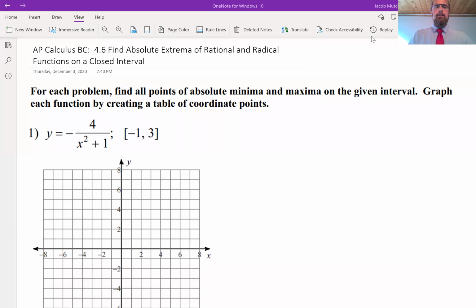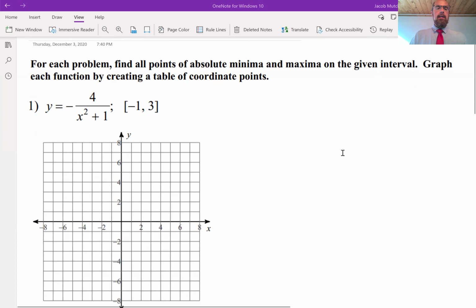Welcome to Calculus. Today we will investigate the extreme value theorem, and we'll look specifically to find absolute extrema of rational and radical functions on a closed interval. We'll take a look at one example. Our example here is the function y equals -4 over x squared plus 1.